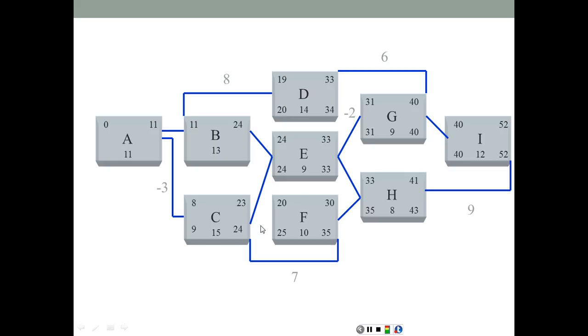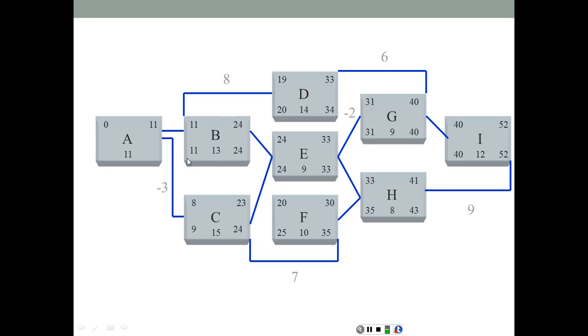Now here at C we have 24 coming from E, and we have 35 minus 7, which would be a 28 coming to the end of C. We're going to take the smaller number, so here we have 24, and at B also we're going to have 24 and 13. So obviously B is going to be the critical activity.